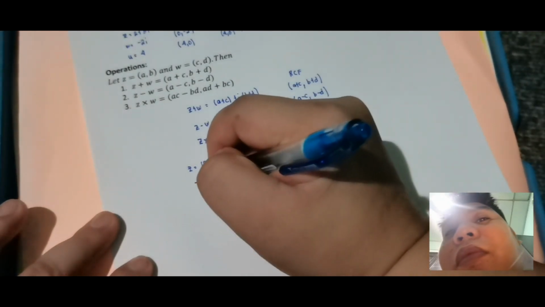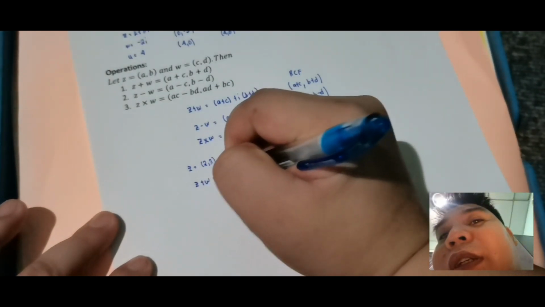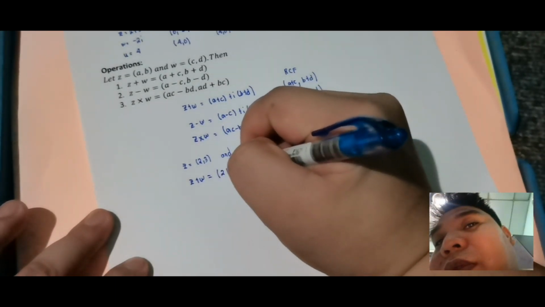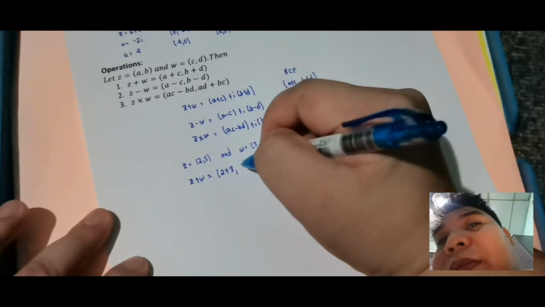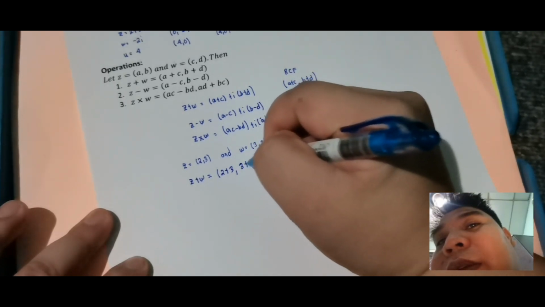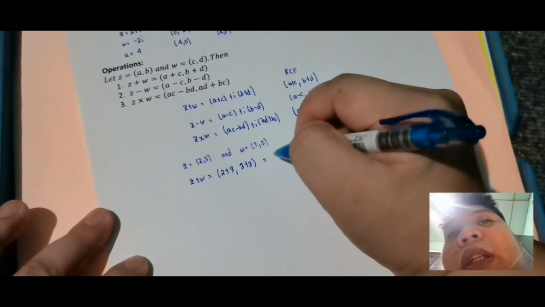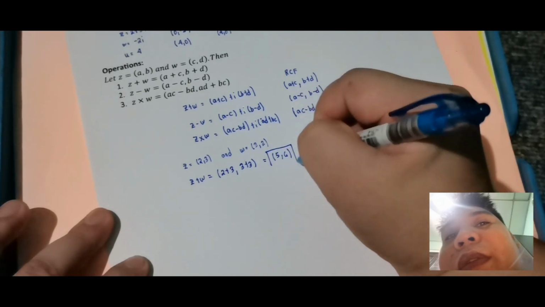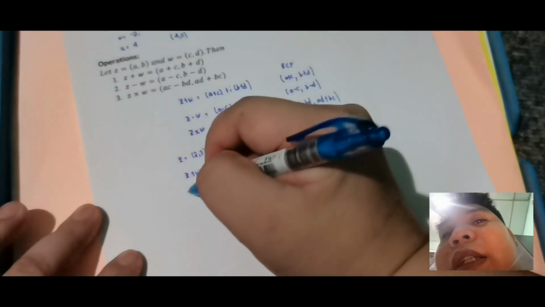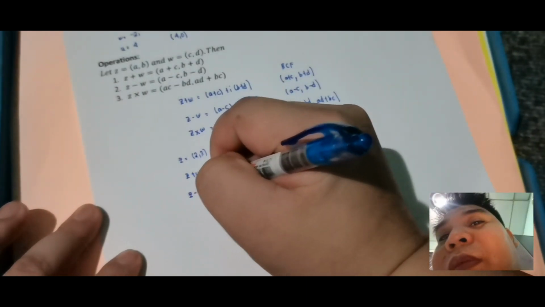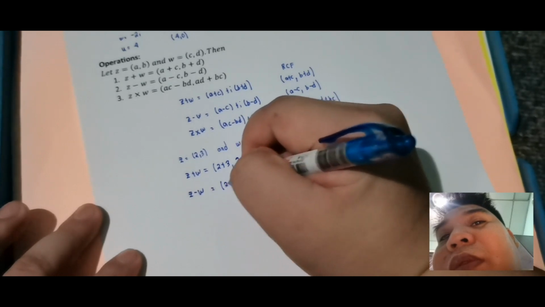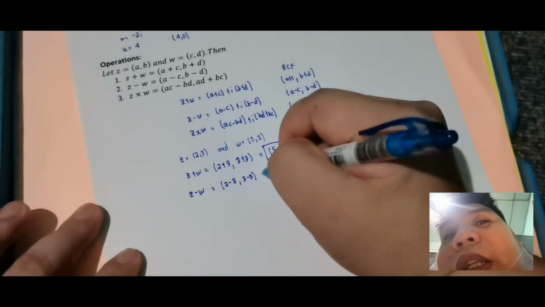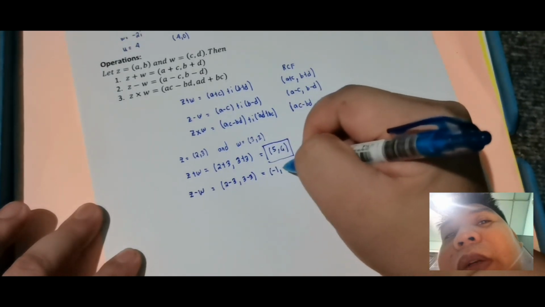So una, what is Z plus W? Okay, Z plus W, add lang natin yung first coordinate, so that is 2 plus 3, then comma 3 plus 3. So therefore, this is equal sa (5, 6). Doon na nakasimple. Next, Z minus W. Okay, so that is equal sa 2 minus 3, 3 minus 3, and that is equal sa (-1, 0).